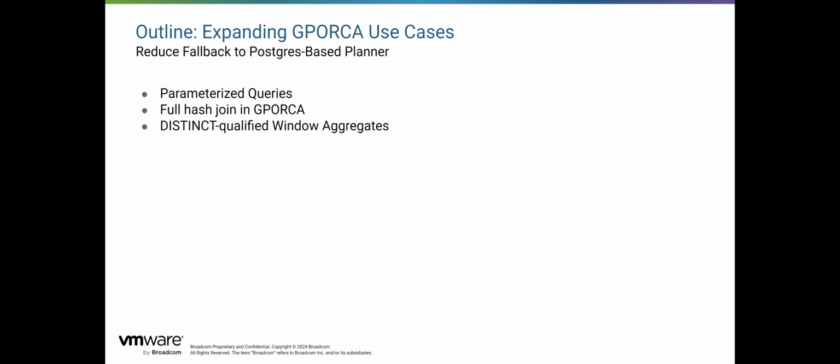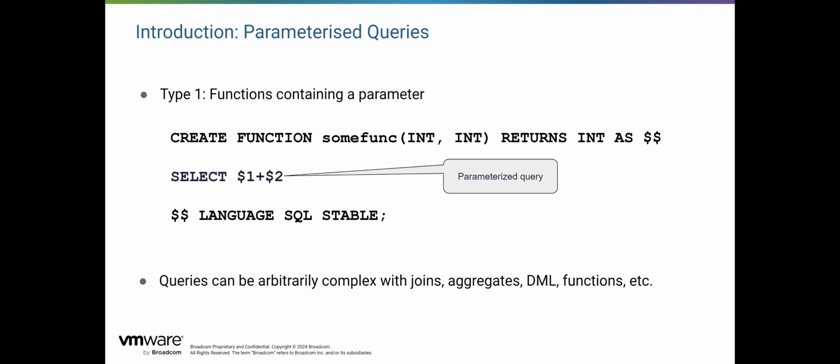That's great. So let's go through these three. Parameterized queries is where you write a function which takes in two values, and you have a select query inside the function that uses those two values, $1 and $2, which are the first parameter and second parameter. The SQL inside the select query can be arbitrarily complex. It can have joins, aggregates, DMLs, functions, name it. So the user says, for this table foo, run some function with foo.a, foo.b. At runtime, this function is populated with the values, which in turn fires another query internally, right? That's a parameterized query.